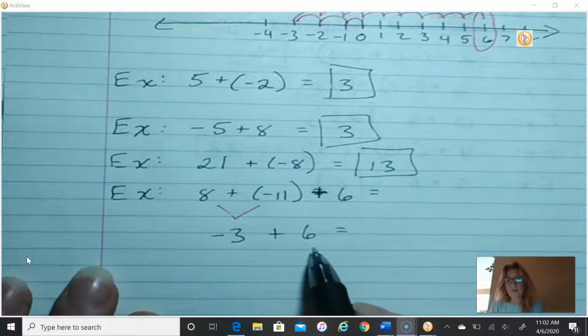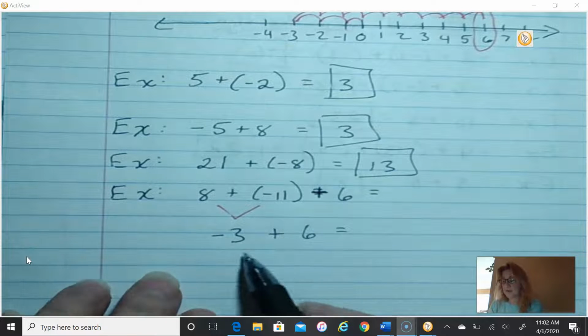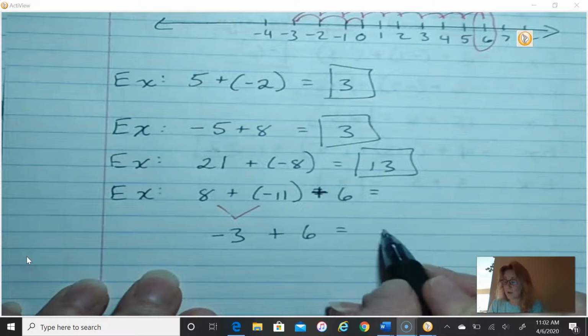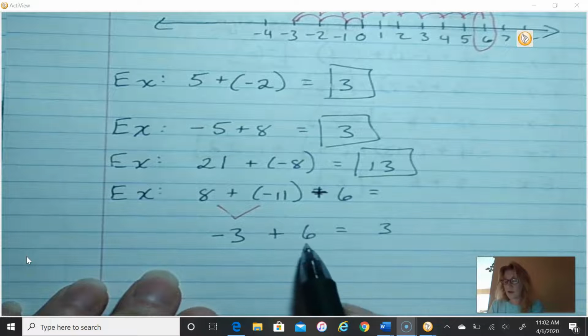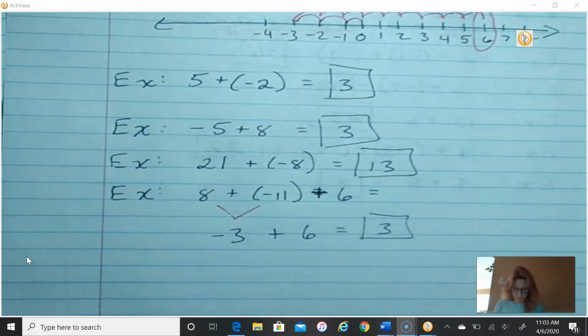Now, we have a negative and a positive. Okay? The signs are different. That's a negative and that's a positive. So we subtract. 6 minus 3 is 3. The largest digit is 6. It's positive, so your answer is 3.